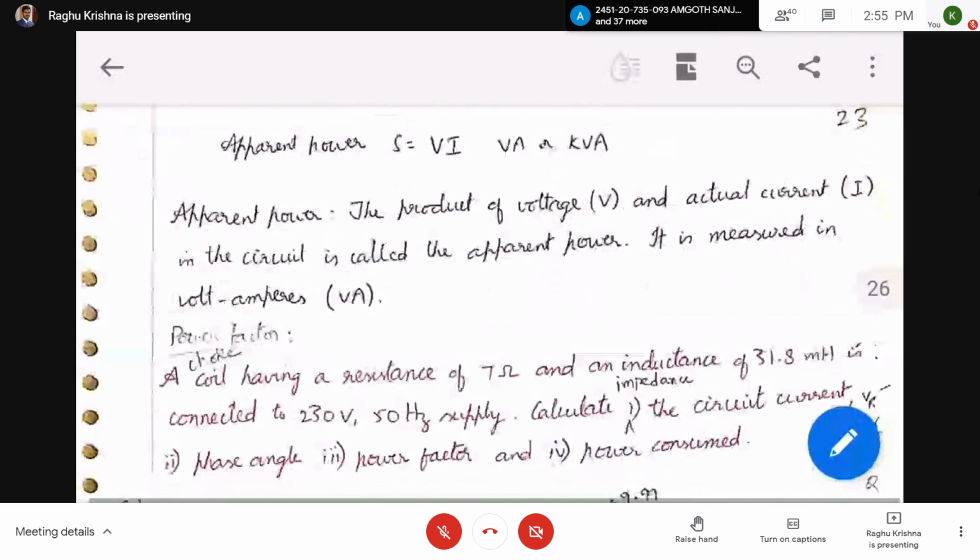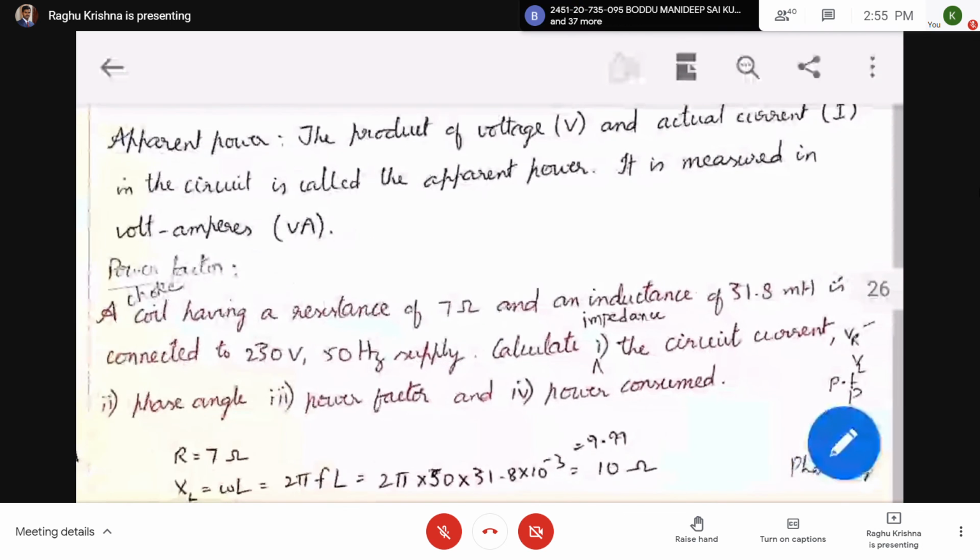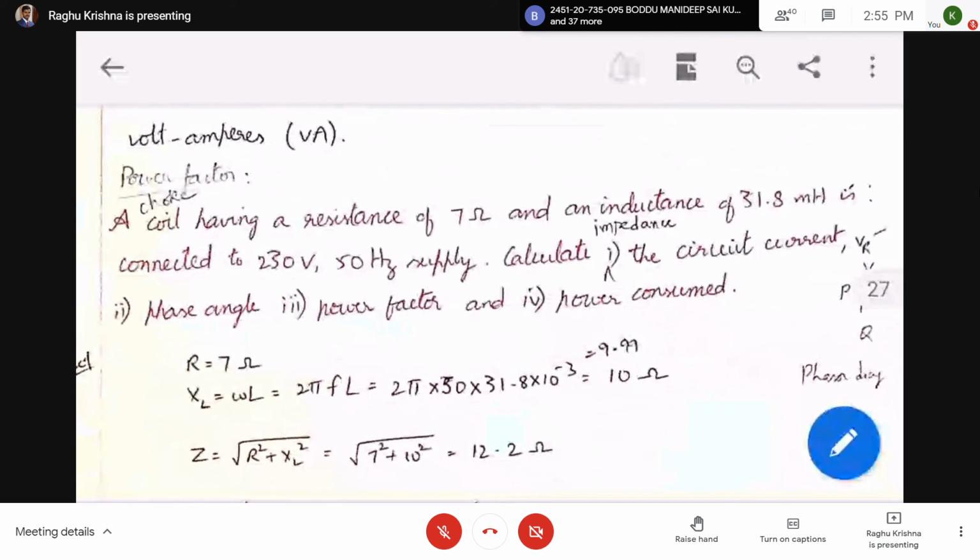Based on this, let us see this problem. A choke coil having a resistance of 7 ohm and an inductance of 31.8 millihenry is connected to a 230 volts 50 hertz supply. Calculate first the impedance, second the circuit current, third the phase angle, then the power factor, and the power consumed.